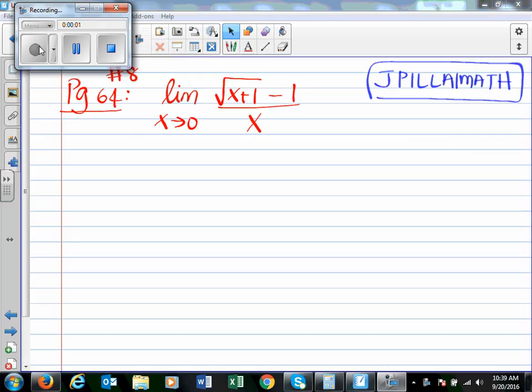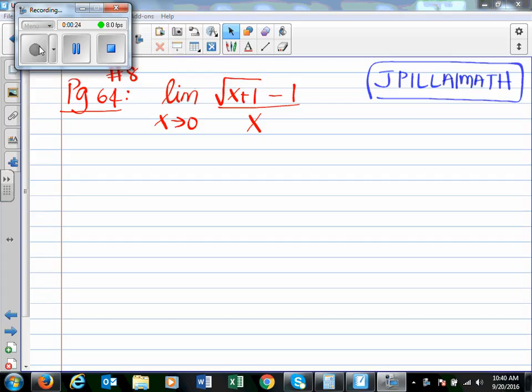Function. Limit as x approaches 0 of (square root of x plus 1 minus 1) over x, right? So here, the first thing we always try for a limit is plugging in. When you plug in 0, what happens? The denominator becomes 0, so we cannot divide by 0. Therefore, we need to see if we can simplify, right?